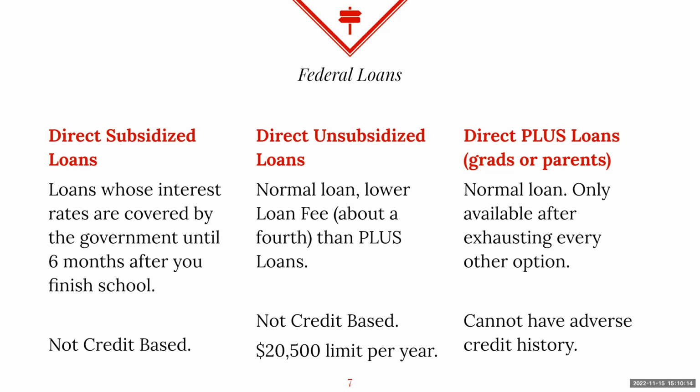The direct plus loans are loans taken out by grads or parents. Again, they're a normal loan. You have to pay and interest starts accruing as soon as you take them out. But they are only available after exhausting every other option, such as scholarships and the direct subsidized loans. You cannot have an adverse credit history when taking out these loans, but other than that, they won't look too closely at your credit score.